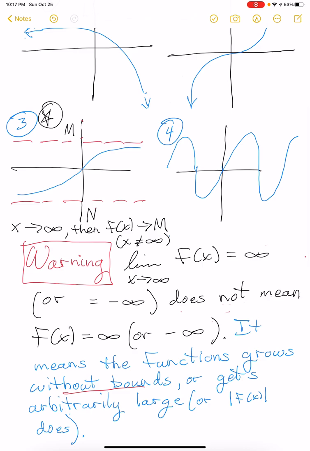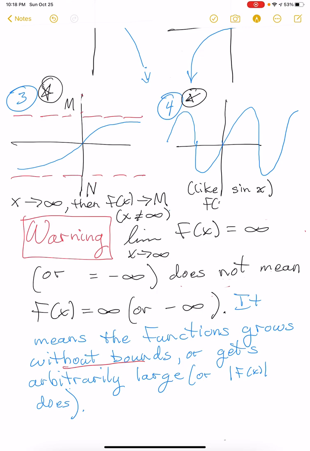Of course, in some cases, we don't get anything like that. Here at number 4, what happens is that it doesn't seem to be approaching a particular number. The function kind of looks like sine x. So it's oscillating back and forth, and so it doesn't seem to approach anything. So the limit doesn't go to anything. The function doesn't approach a number.